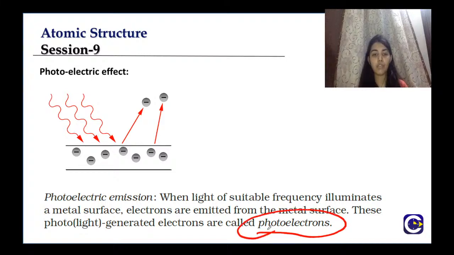Why are they known as photoelectrons? Because these are the electrons which are generated by light, right? Which are generated by photons basically. So these electrons are known as photoelectrons, which are being emitted from the metal surface itself.